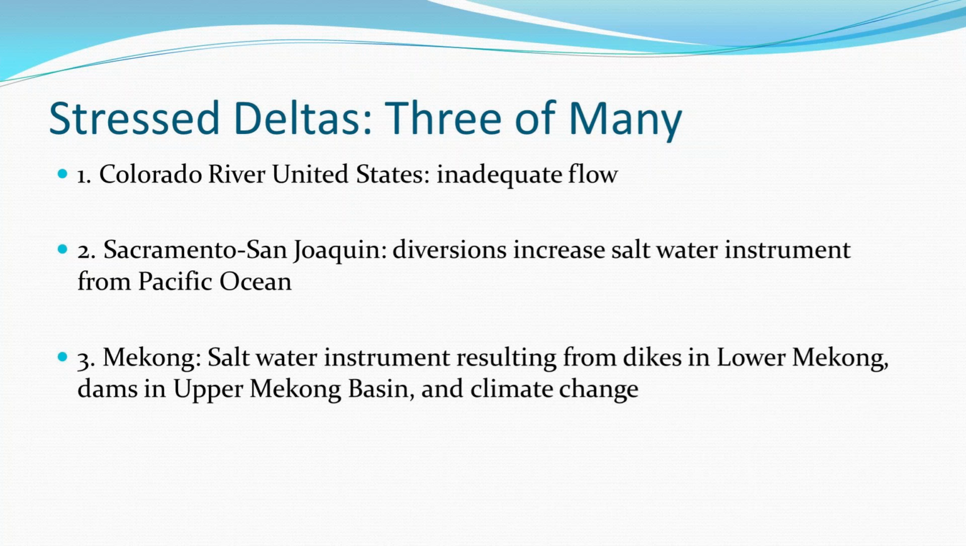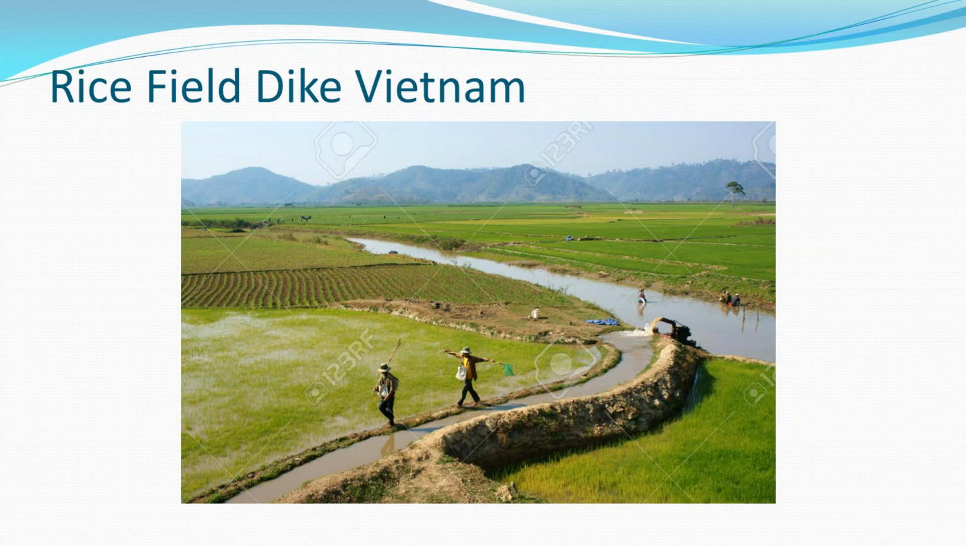Then in Asia, the Mekong is also experiencing saltwater intrusion, both from dikes in the lower Mekong and dams in the upper Mekong basin, and these are being exacerbated by climate change. So you can see in places like Vietnam, there's been a lot of dike construction to increase rice production, and those impacts are felt downstream in the delta.